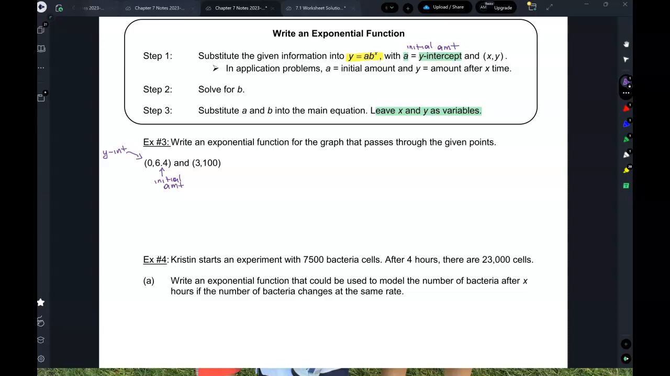Once you've locked in your initial amount, the other coordinate is x comma y. So now the form that I'm going to substitute into is y equals a times b to the x. So y is 100 equals a, 6.4, times b to the power of x, which is 3. Do you see that? This is the important part. After this, you know what to do. But x and y, 3 and 100, a is the 6.4, the y-intercept, the initial amount. So now what we're going to do is divide by 6.4.